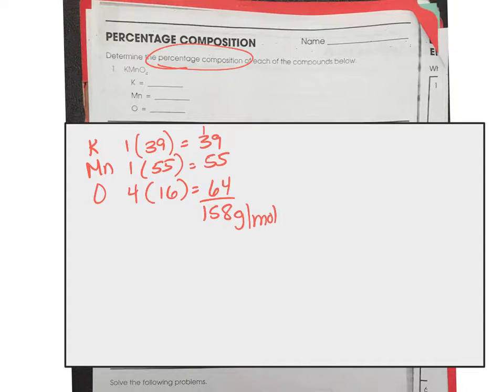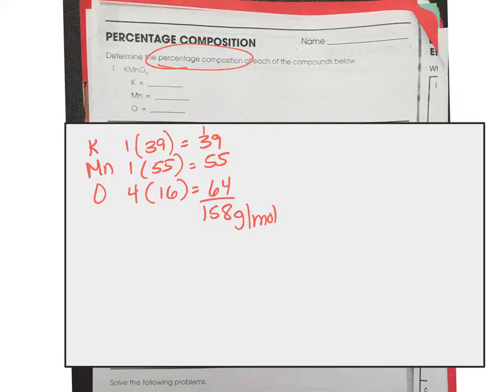Alright, let's start with this first one. The first one is KMnO4. We need to determine the percent composition. So the first thing we need to do is find the gram formula mass. I just did the gram formula mass, and I'm not going to spend any more time teaching how to do gram formula mass. If you need to know how to do that, go back and watch the other video.